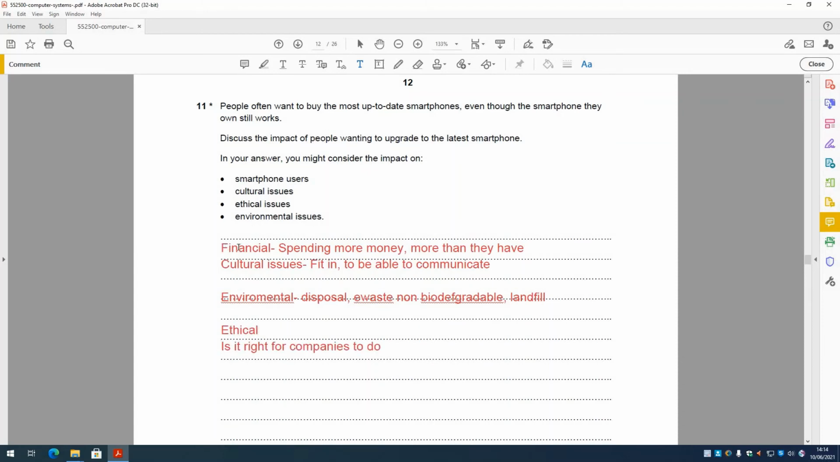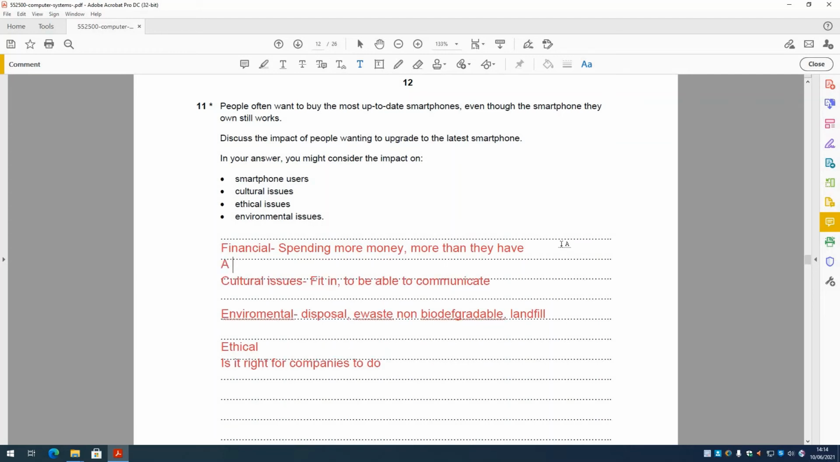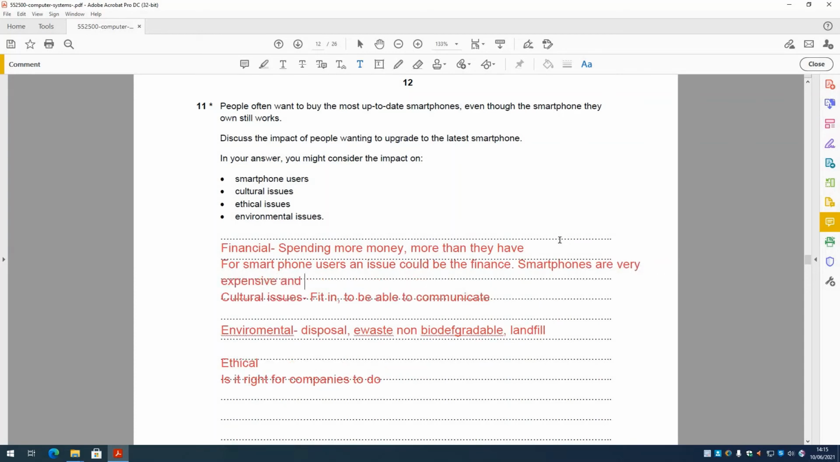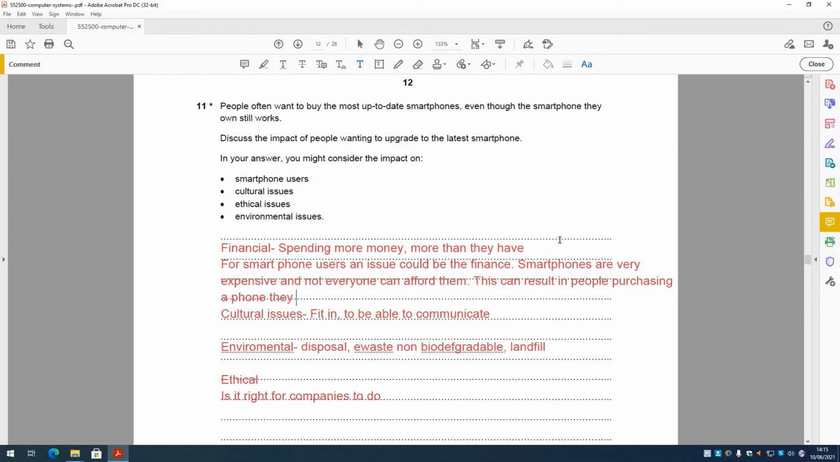Okay, so let's start to write it up. For smartphone users, I'm going to leave that heading on there. An issue could be the financial, or finance. Smartphones can be very expensive, and not everyone can afford them. This can result in people purchasing a phone that they cannot afford just to fit in with their peers.